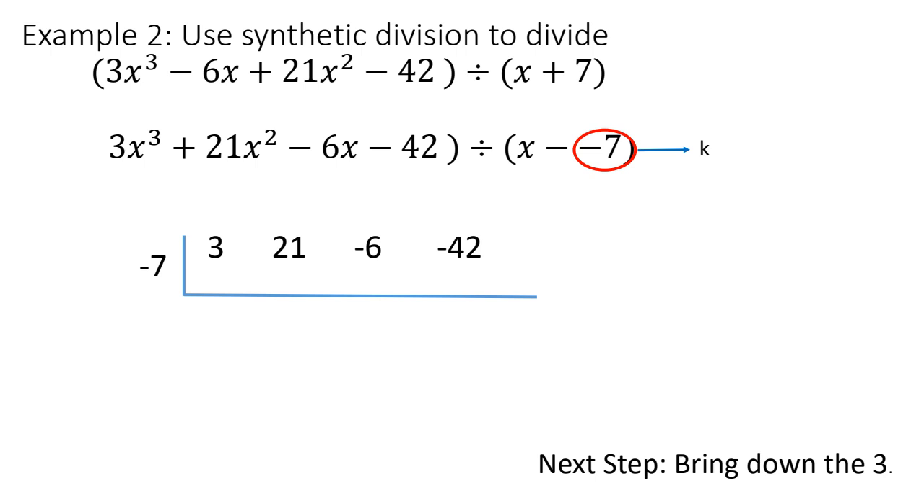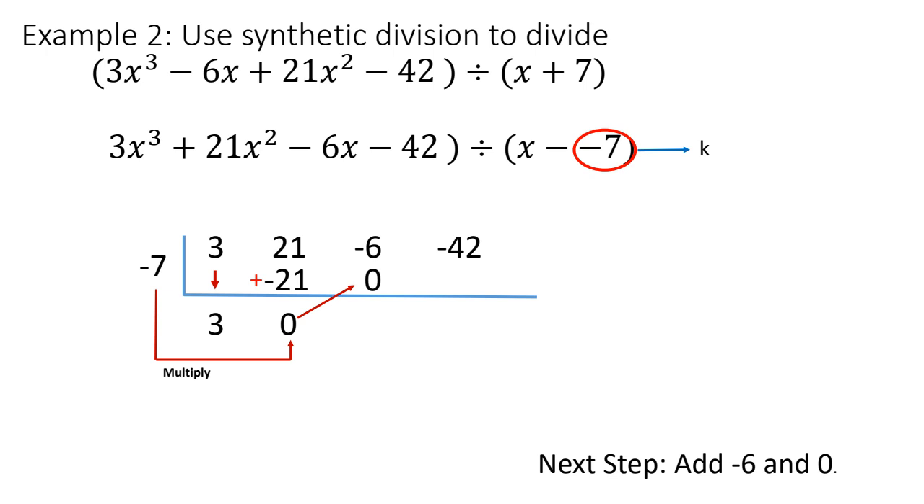Make sure you carry the sign of the term because then things won't go well. Okay? All right, let's do it. First thing I need to do is bring down my 3. I'm going to multiply negative 7 times 3. That's going to give me a negative 21. 21 minus 21, that's going to give me 0. Now, negative 7 times 0, that's 0. Add negative 6 to 0, that's just a negative 6. Now, negative 7 times a negative 6 is going to give me a positive 42. Negative 42 plus 42 is 0.